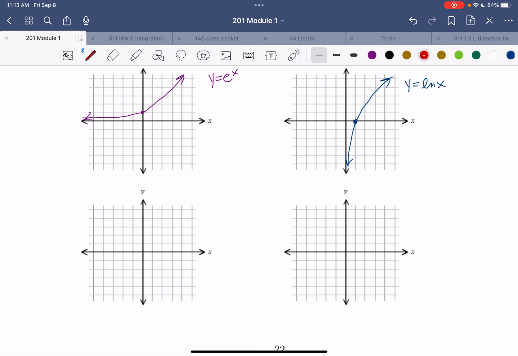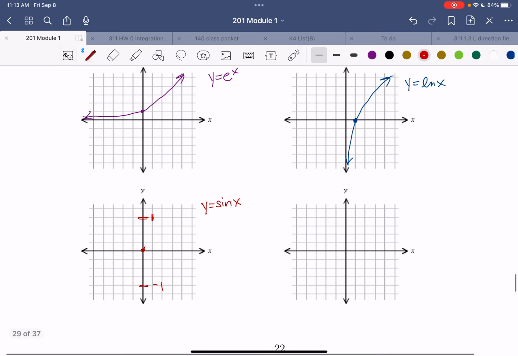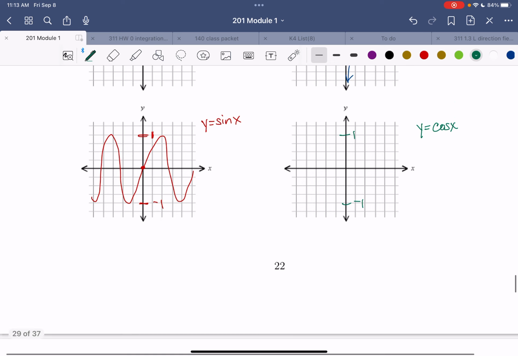Now for your trig functions, we're going to set this to be 1, and this to be negative 1. And for sine x, we start at 0, and it becomes an oscillating function back and forth between negative 1 and 1. The difference for cosine is you get the same shape between 1 and negative 1, only this time you start at the top. So you're starting up here at 1, and you oscillate back and forth from there.